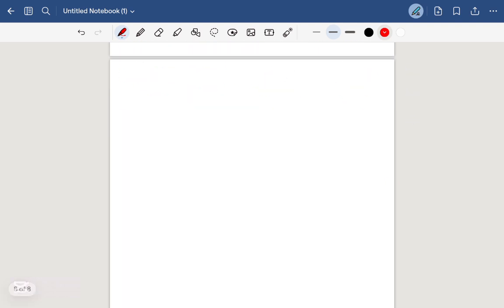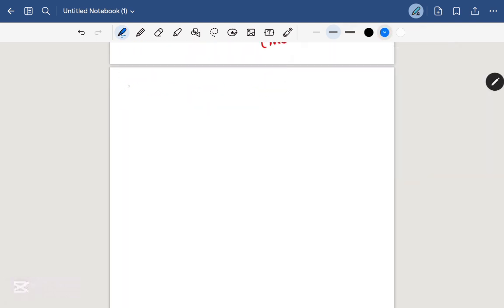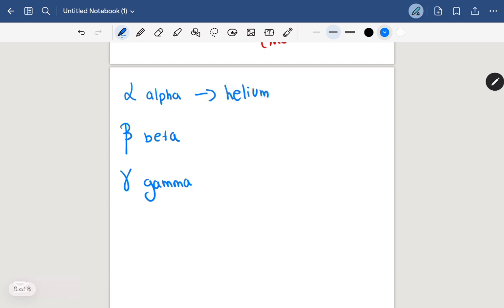Okay, then the things you need to know is the different types of radiation. You have the alpha radiation, the beta radiation, and the gamma radiation. Okay, so alpha radiation will release a helium particle or a helium nucleus, which is He. It has a mass number of 4 and an atomic number of 2.